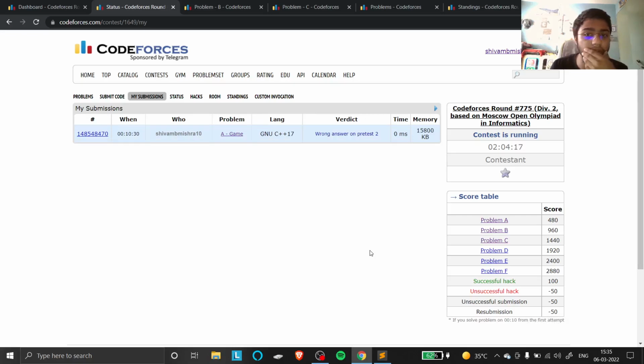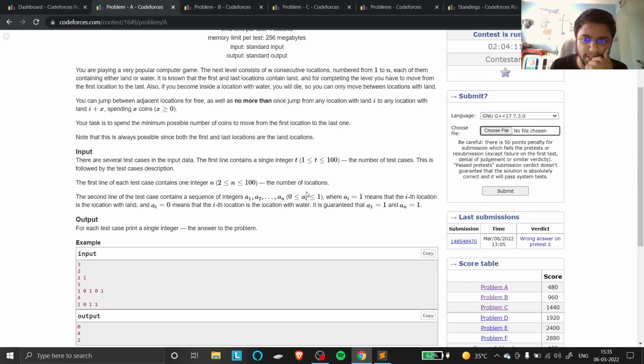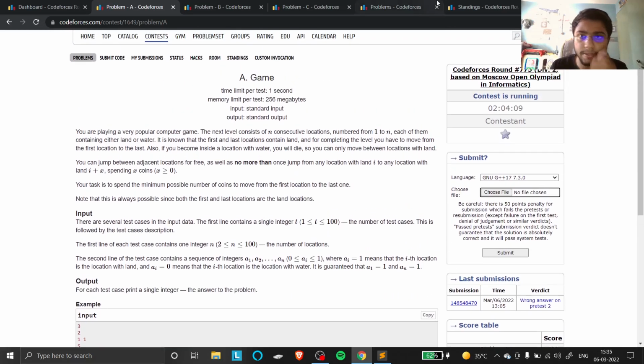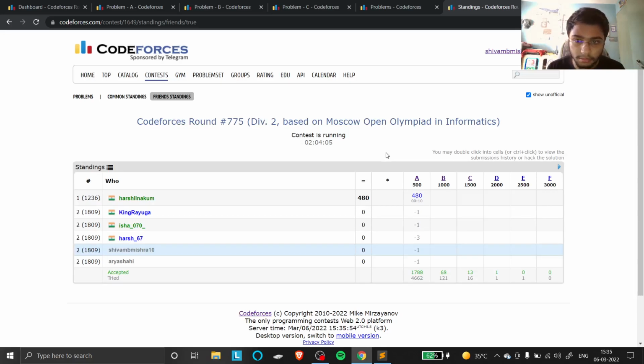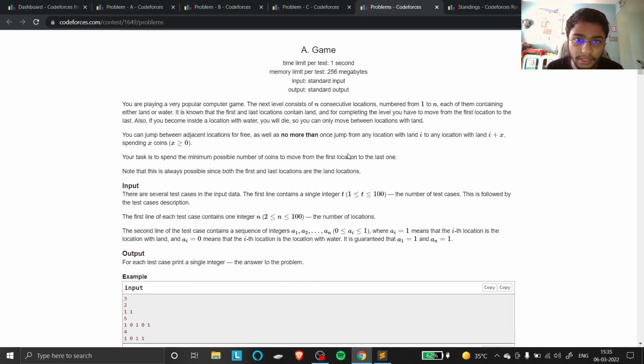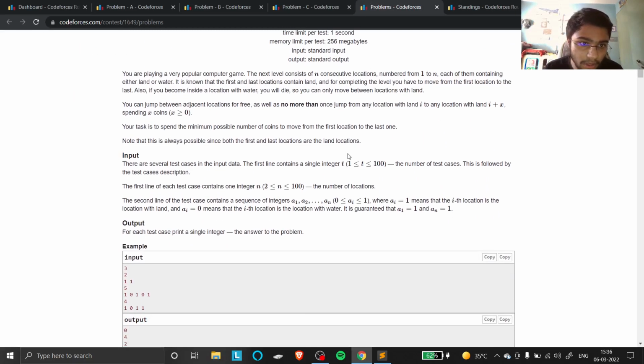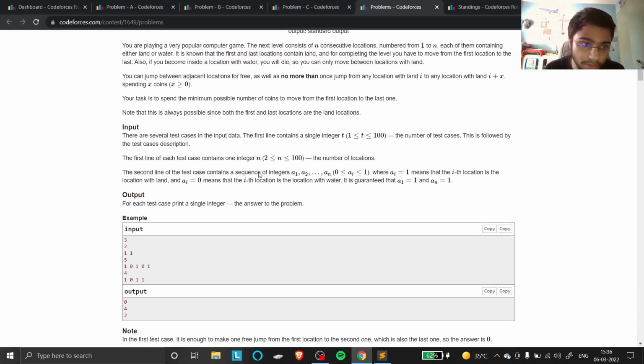Oh, wrong test on pretest 2. What could be wrong here? I think I hadn't read the question properly. Minimum possible number of coins.